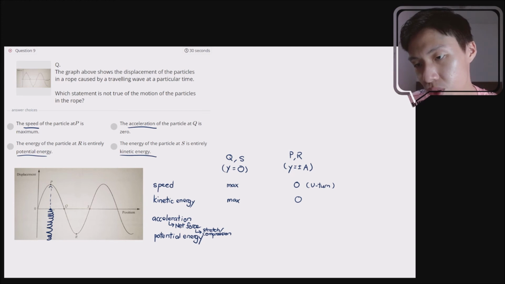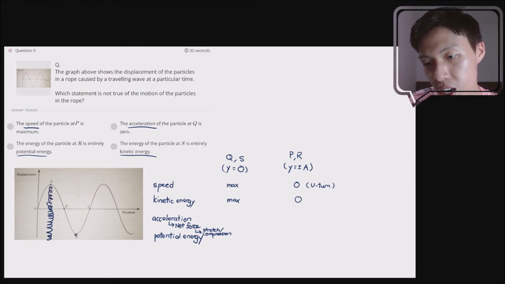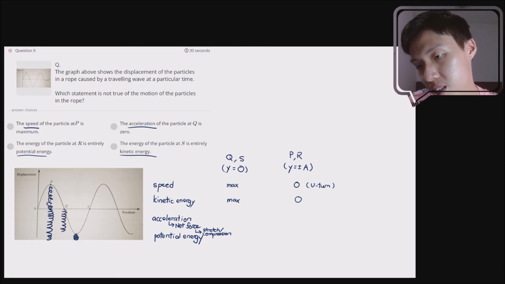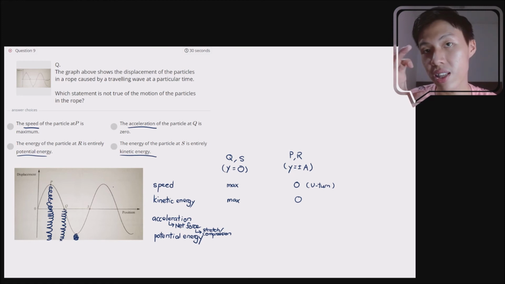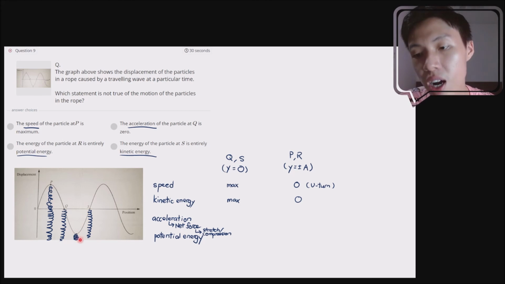Okay, so now if you are at P, then the spring is being stretched longer. If you are at R, your spring is being compressed. If you are at Q or S, then you can imagine your spring is at the equilibrium position, not stretched, not compressed. At P, stretch. At R, compressed. Okay, you can think of it like this. So if you have compression or stretch, then therefore you have a net force.